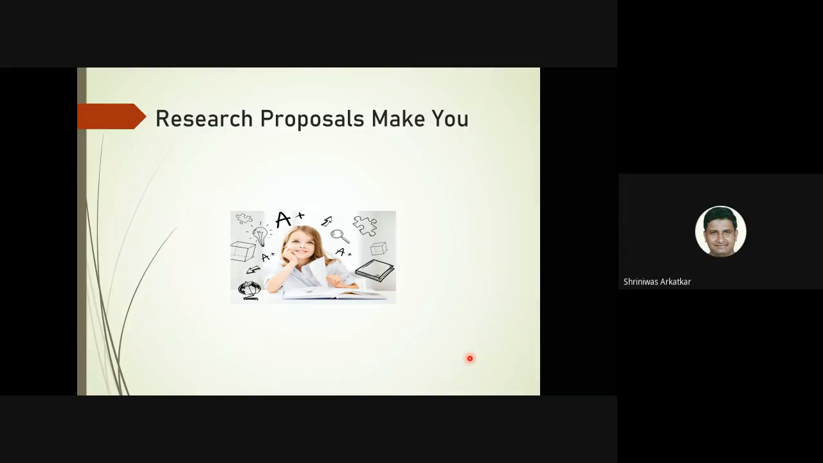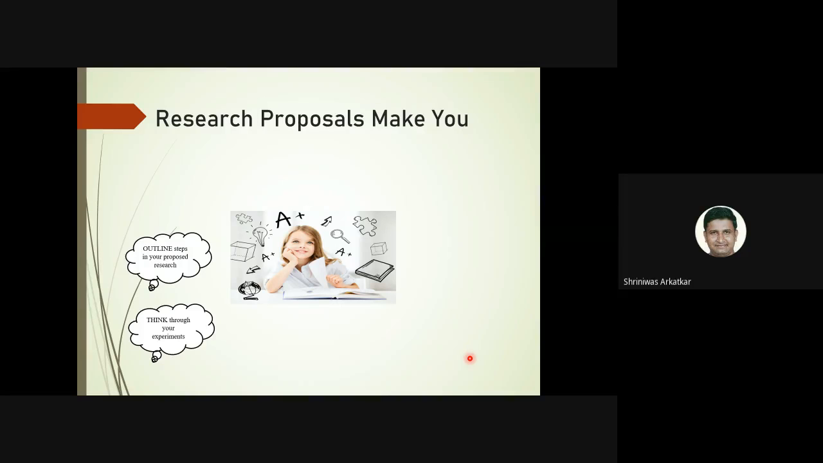Fine. So when you write research proposals, they will definitely make you think. So what is that? Think through your experiments. You should have a good amount of experience from your experiments. Then the outline. They will make you think on all these things. What are your experiments? What is the outline, or the steps, in your proposed research? Then provide intellectual context to that.